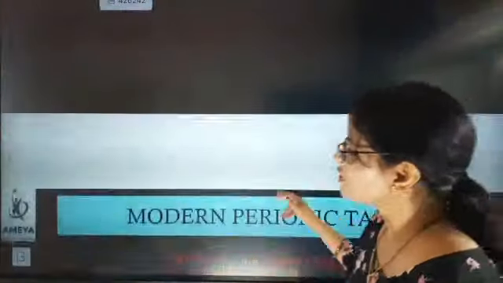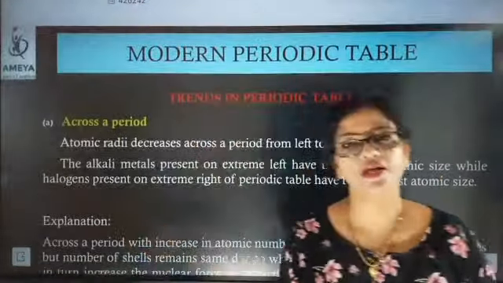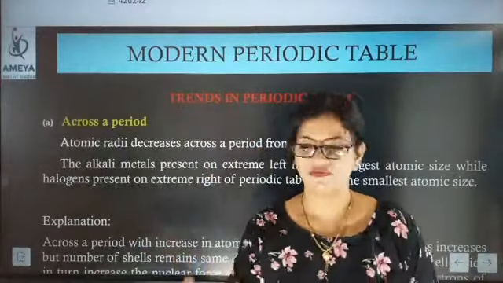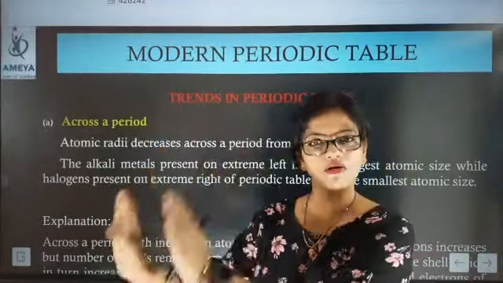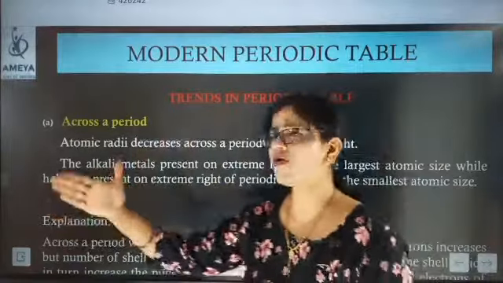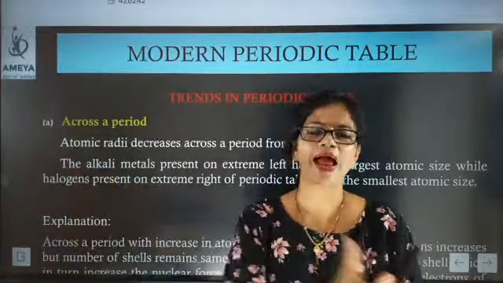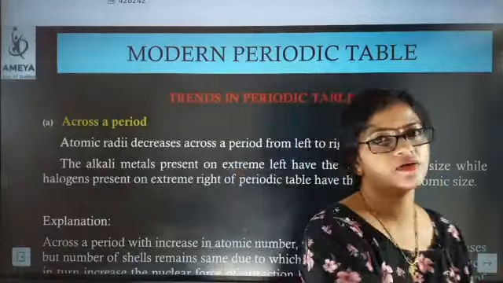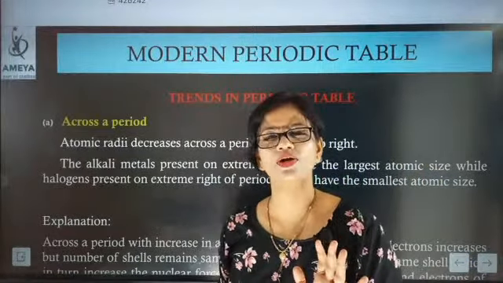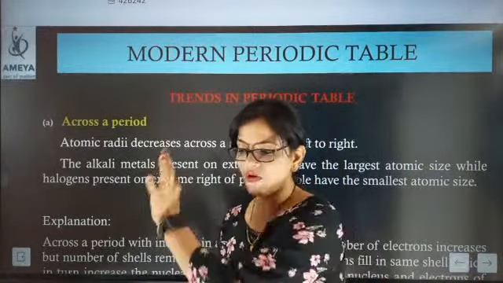Okay, so now we are going to talk about atomic radius across a period. We know that in the same orbit, electrons keep on adding from left to right. It is a simple thing we are going to understand.